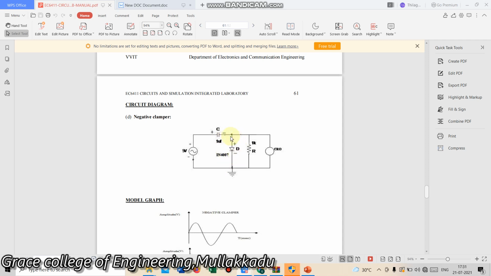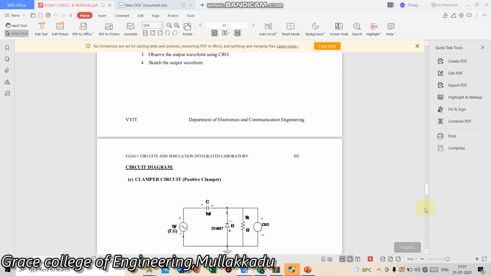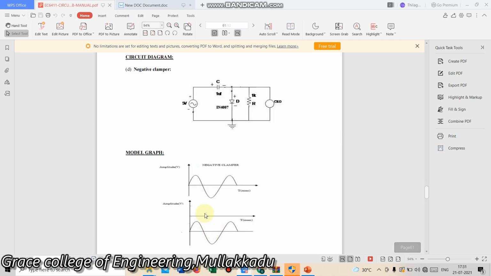Here the diode is connected in the reverse direction. Input waveform. This is the reference line and the waveform is shifted downwards. That is -4 volt. Okay, the diode direction is inverted. This is the difference between the negative clamper as well as the positive clamper.